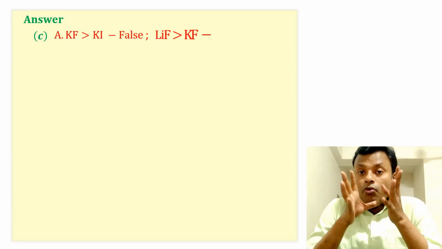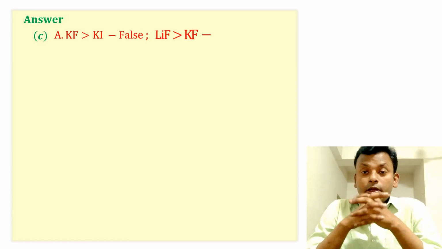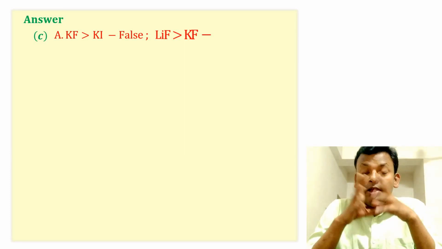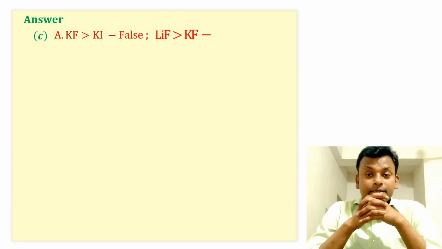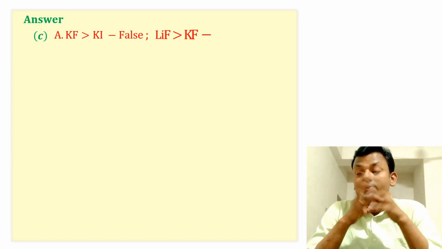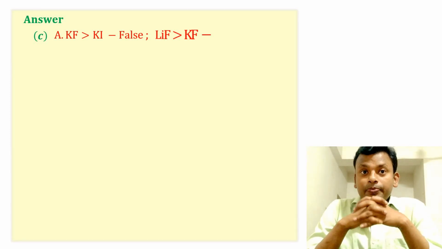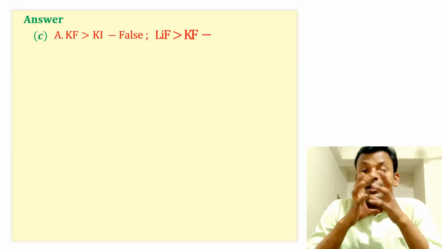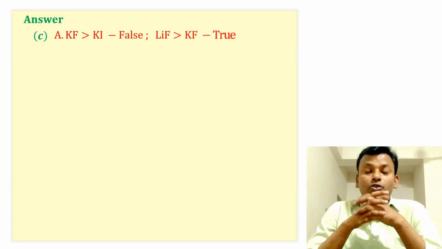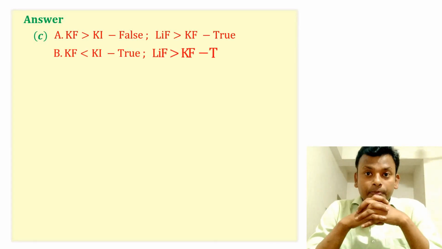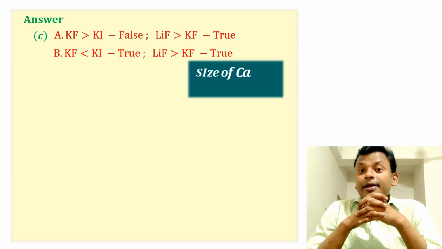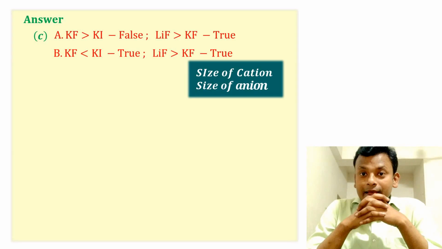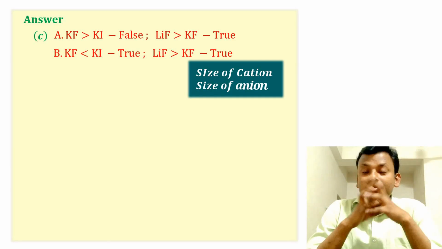Here the anion is the same, so the size of the cation is different. We know that covalent nature is inversely proportional to size of cation. Here potassium has a bigger size than lithium, so potassium is less covalent. So this is true: LiF greater than KF is true. Next, KF less than KI is true.